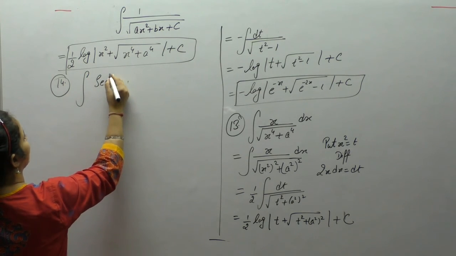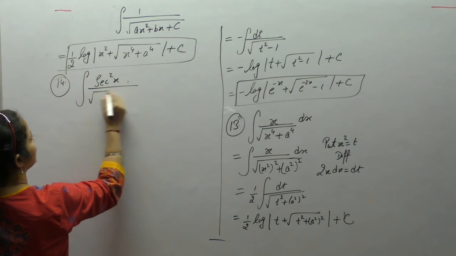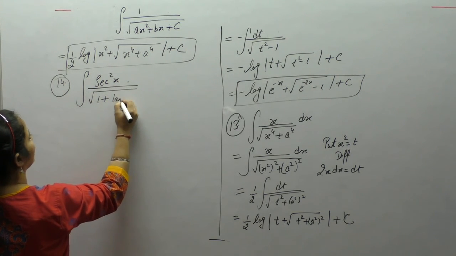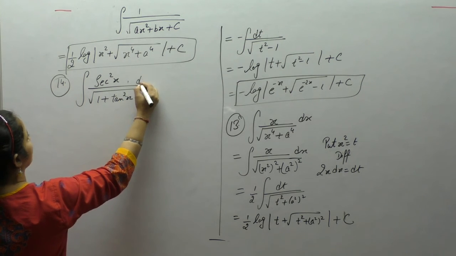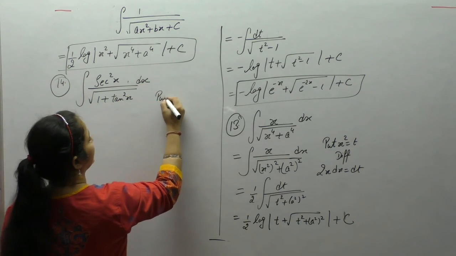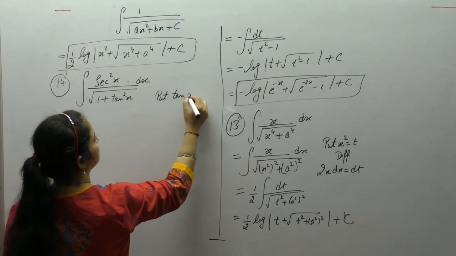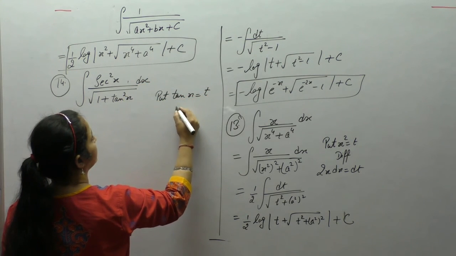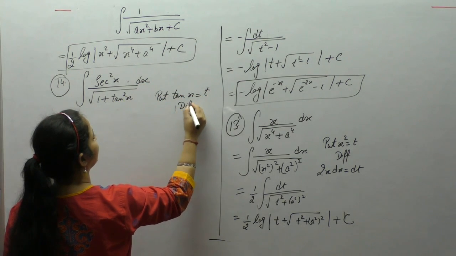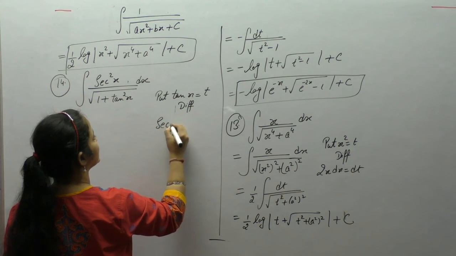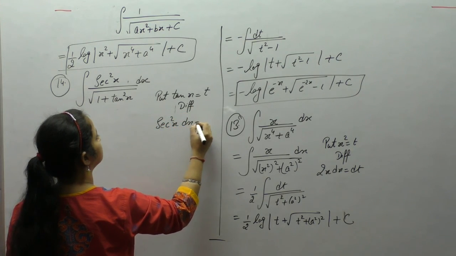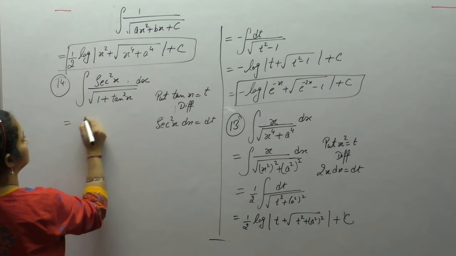Next is the integral of sec square x upon square root of 1 plus tan square x dx. Now the derivative of tan x is needed. Differentiate: the derivative of tan x is sec square x dx.